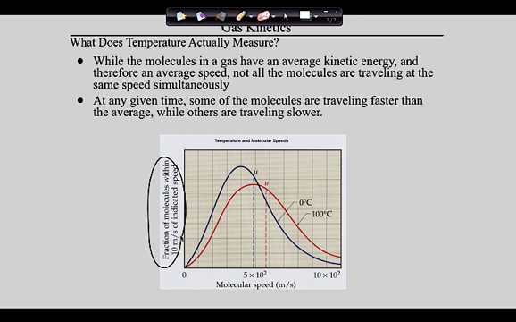Hot, right? So how do we see that hot is moving faster? Well, look at the peak of the curve. You'll notice that the peak of the hot curve is to the right of the peak of the cold curve. So we see that on average, hot things are moving faster than cold things, because hot is to the right of cold and speed increases to the right. Does that make sense? You okay with that idea?